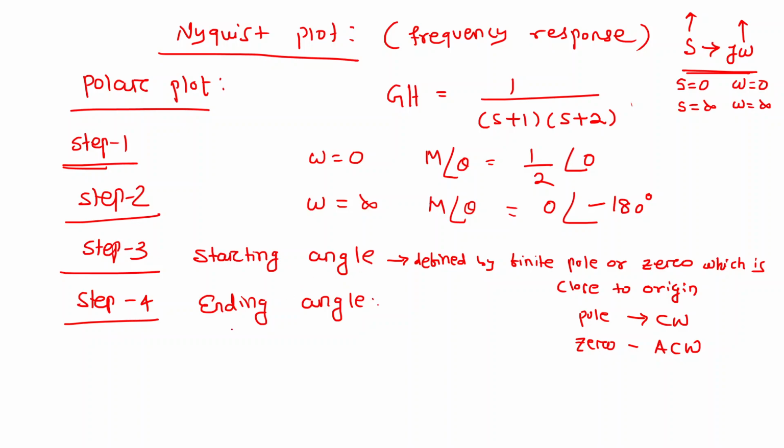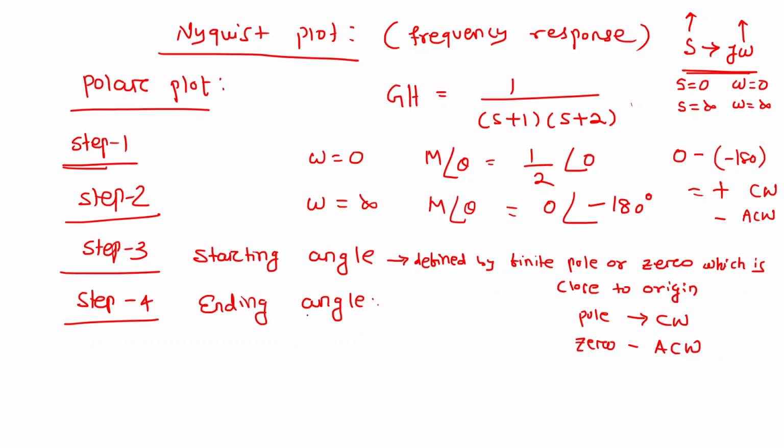Then for the ending angle, what you need to check: whatever angle you got here, 0 degree, and here you get minus 180. Just subtract that. 0, and I'm subtracting the second one, minus 180. You don't need to find the value. You have to tell me whether this difference is positive or negative. So 0 minus of minus 180, it is positive. For positive, the direction will be clockwise. If it is negative, then the direction will be anti-clockwise. That is how we decide the ending direction.